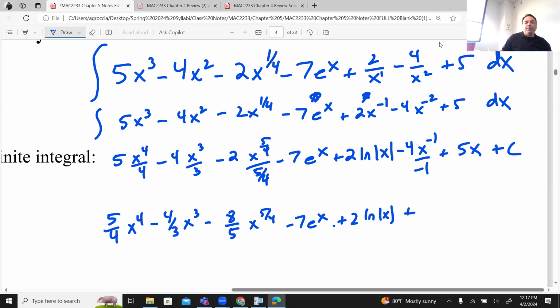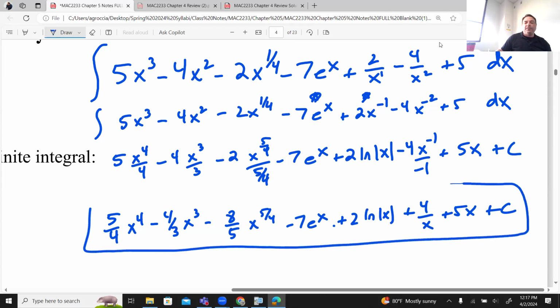-4 divided by -1 is +4. I would make the -1 positive by moving it to the bottom, plus 5x plus c. To me, that would be a final simplified answer. Final simplified answer.